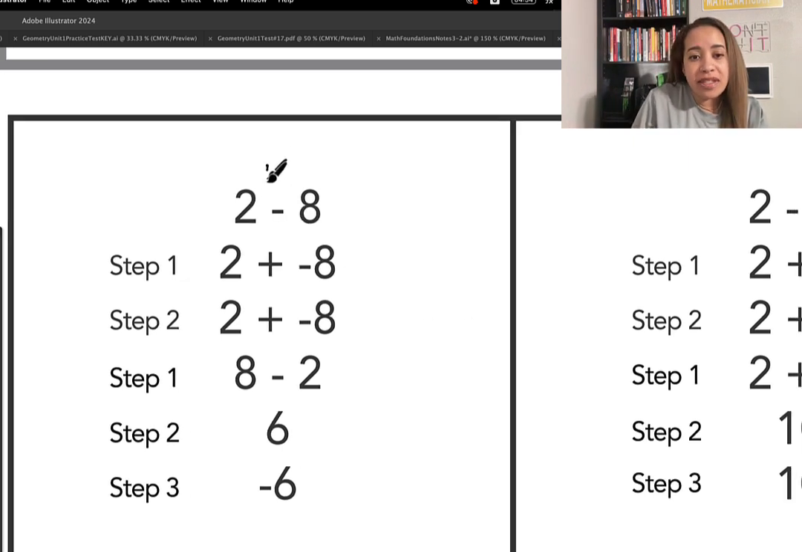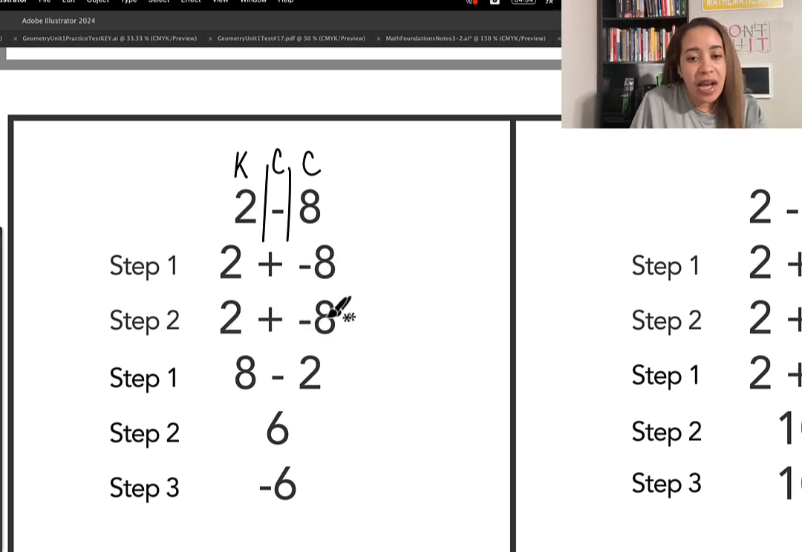Every time we see a subtraction problem, we are going to use the phrase keep, change to make it into addition. That means that we will keep the 2 in this problem. We will change from a minus to a plus. We'll change from a positive 8 to a negative 8. So that was step 1. We did keep, change to turn it into an addition problem.